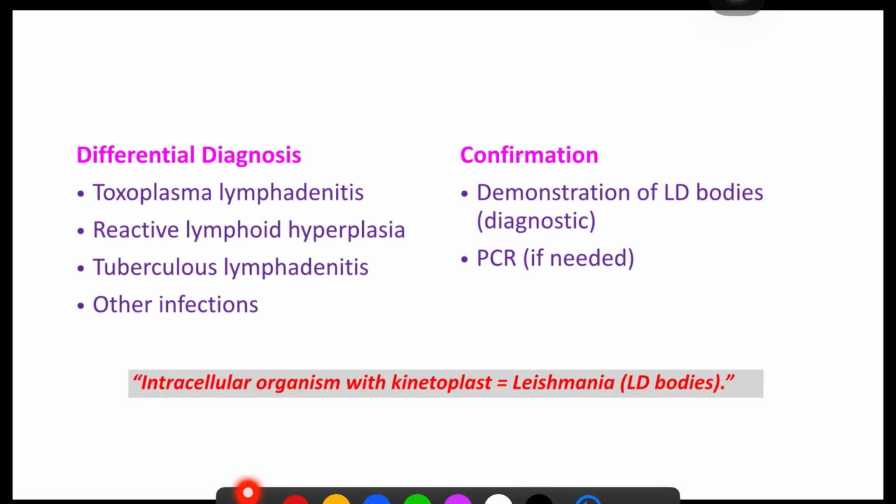Now differential diagnosis includes reactive lymphoid hyperplasia, toxoplasma, tuberculosis, and other infections, but confirmation and diagnosis is with the demonstration of LD bodies, and if required PCR is needed. So an intracellular organism with kinetoplast is leishmaniasis.